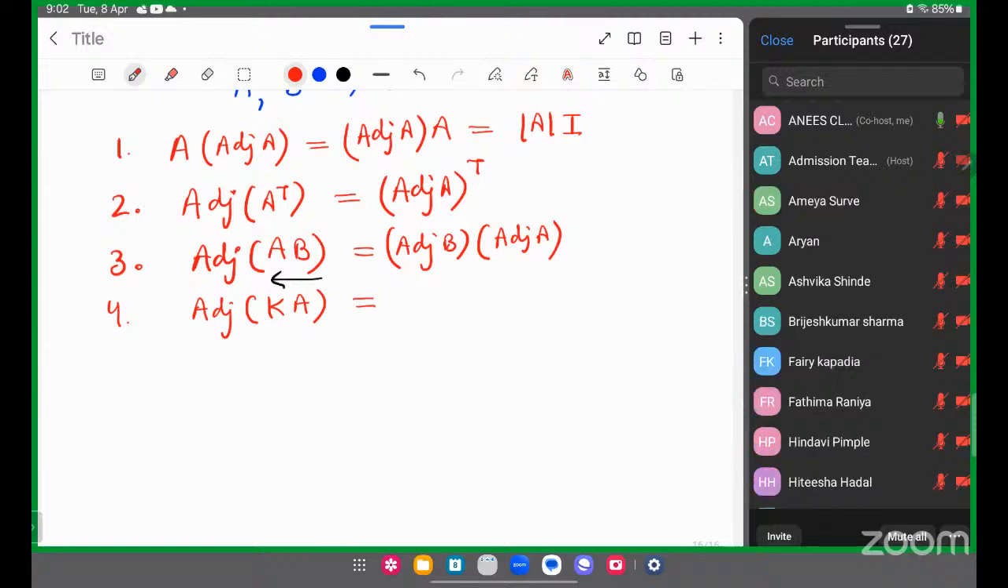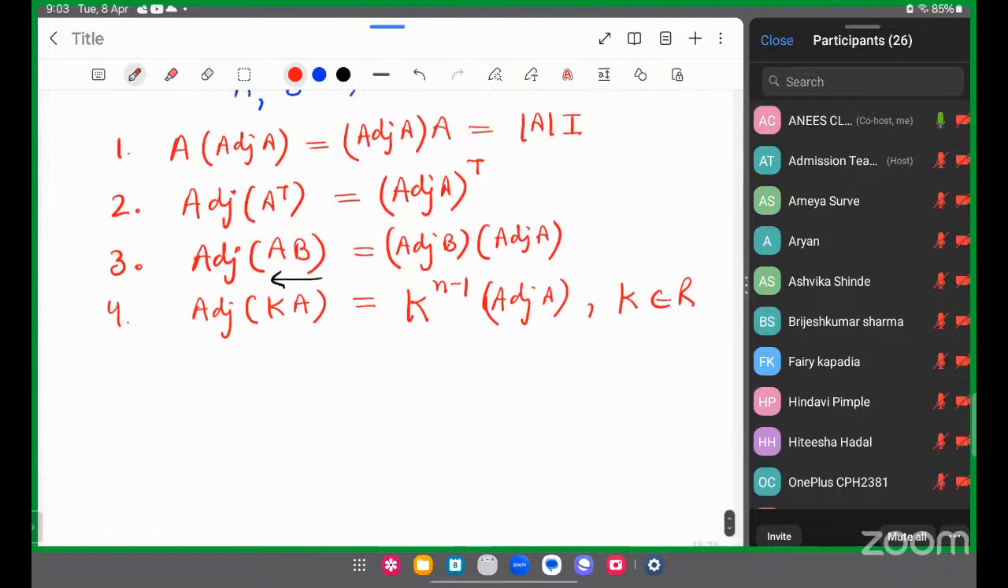The fourth property is the adjoint of scalar K times matrix A. Matrix A is multiplied by some scalar K, and after that we have to find the adjoint. So adjoint of KA will be equal to K raised to the power n minus 1 times adjoint A, where n is the order. K belongs to R, which means K is a real number, and it will not be 0, because if it is 0, everything will be 0.